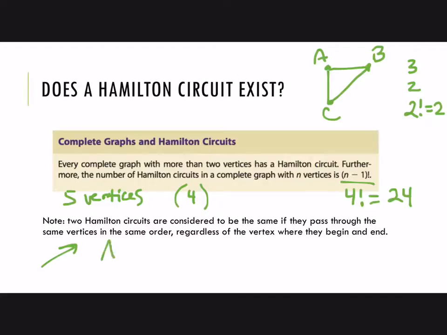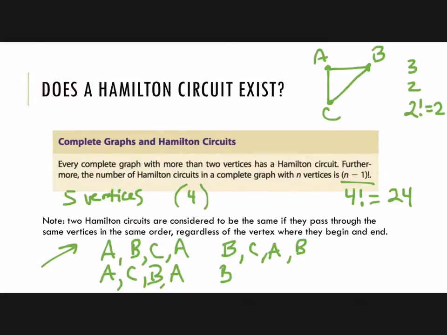So, for example, A, B, C, A, that's a Hamilton circuit. A, C, B, A, that's a Hamilton circuit. What if I start at B? B, C, A, B. That's one. How about B, A, C, B? That's one, and so forth.